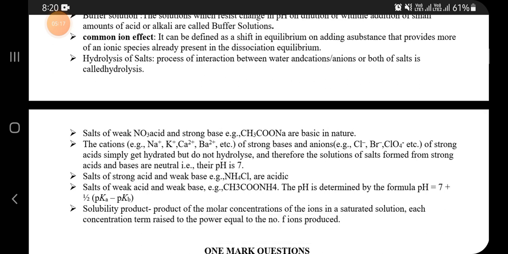Hydrolysis of salts: the process of interaction between water and cations or anions or both of a salt is called hydrolysis. Solubility product is the product of molar concentration of ions in a saturated solution, each concentration term raised to the power equal to the number of ions produced.